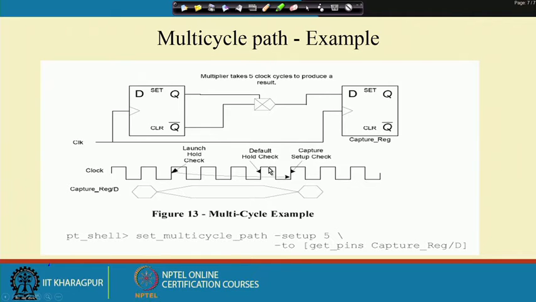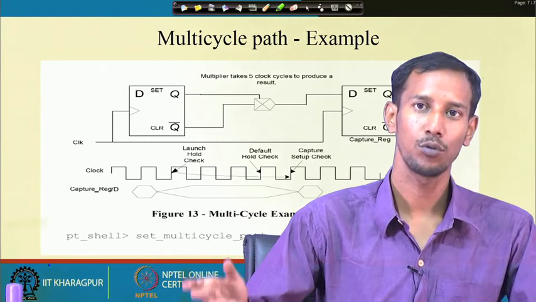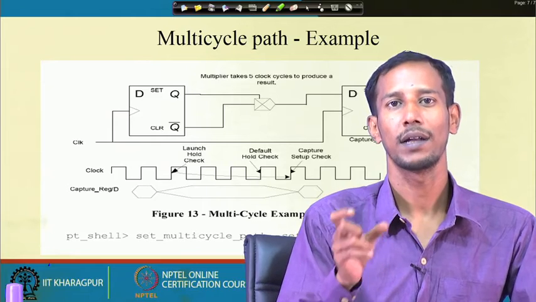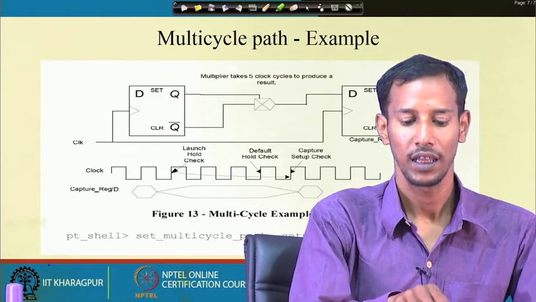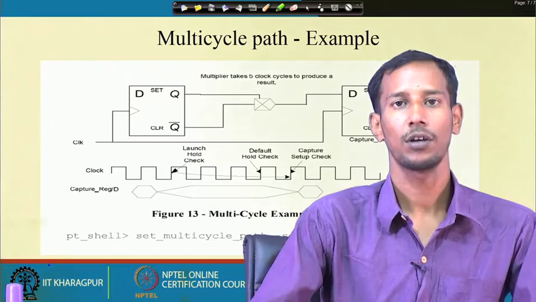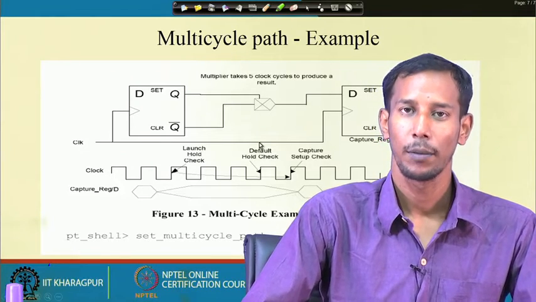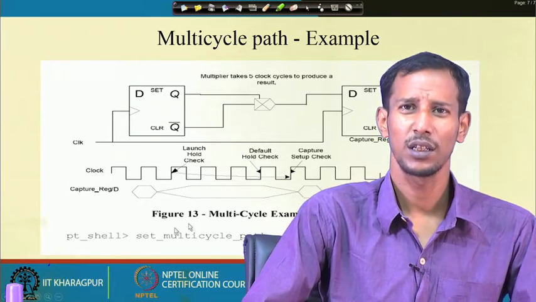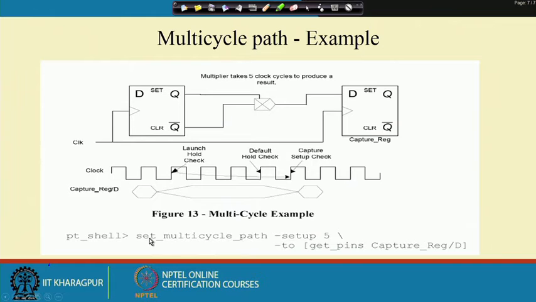Whenever I am doing the synthesis, I have to mention that this multi-cycle path is from this Q1 output to this D2 input with a multi-cycle of 5. We have to mention that, and if you use the Synopsys tool set, this is the command to do that.